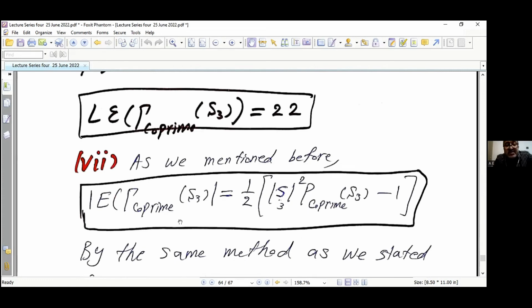Now, the last part, which is interesting to combine all together, is that when I introduced the co-prime graph, I gave a relation between the number of edges of the co-prime graph and the co-prime degree. So for S3, the number of edges of the co-prime graph is a half of the order of S3 squared times the co-prime degree of S3 minus 1, right?